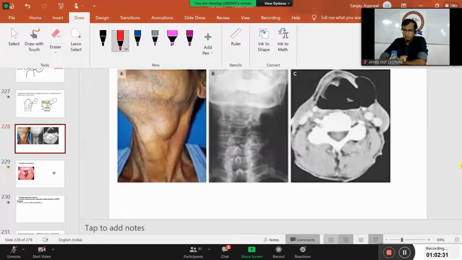This is how it looks. Look at the first image. If this person is a trumpet blower, without any doubt, this is a laryngocele. And this is the X-ray showing laryngocele. This is the CT scan showing laryngocele. This is the laryngocele. And this is the laryngocele.